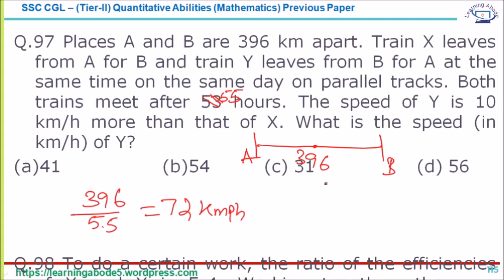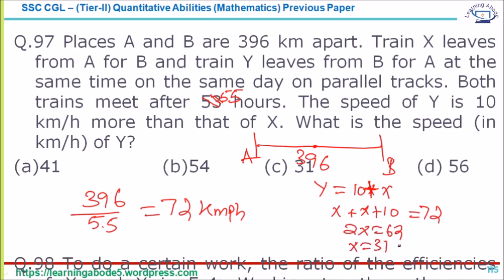Which means, it's given that the speed of y equals 10 kilometer more than x. So x plus 10 is equal to 72, so you get 2x equal to 62, x equal to 31. So 31 and 41 are the two speeds.